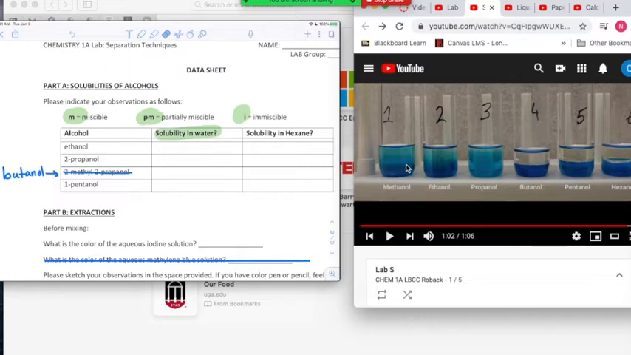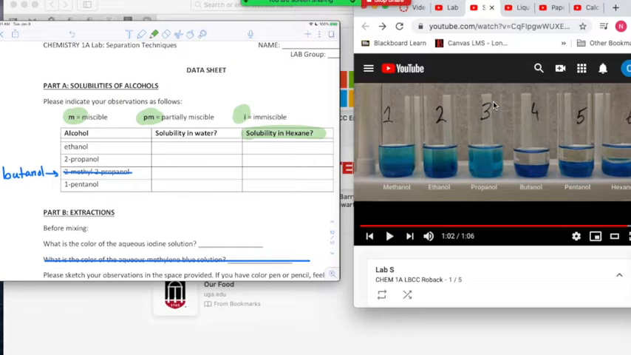Good question. Ben is saying that he doesn't see any partially miscibles, and I would agree with that. If you compare the top here to the bottom for 4, 5, and 6, they all look pretty immiscible to me. And it looks like Jessica came to the same conclusion. All right, so next up, I want to talk briefly about the solubility in hexane.